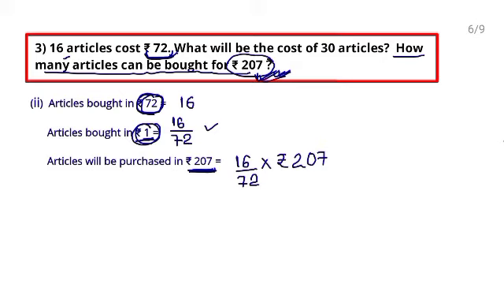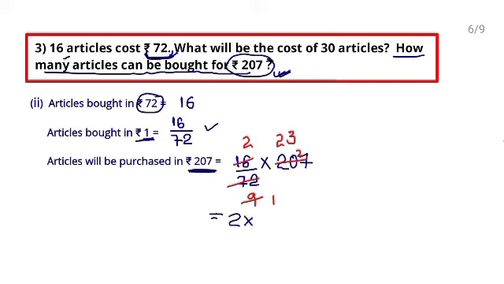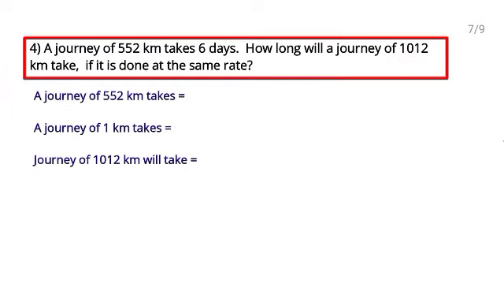Now simply solve it. 8 2s are 16, 8 9s are 72. 9 1s are 9, 9 2s are 18, 2 is remaining, 9 3s are 27. So this is equal to 2 multiply 23. 2 3s are 6, 2 2s are 4. So this is 46. 46 articles can be purchased in 207 rupees. This is your answer. Next, question number 4.